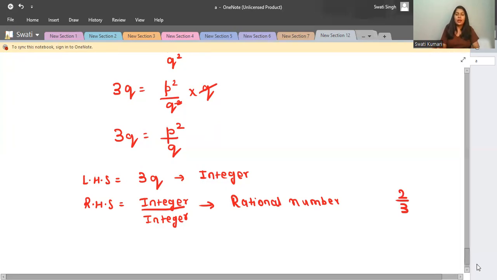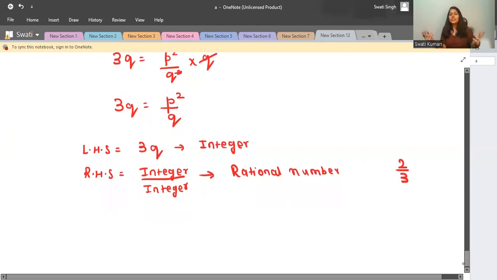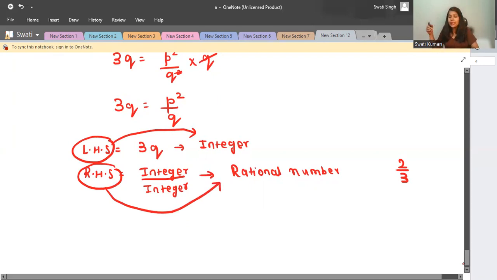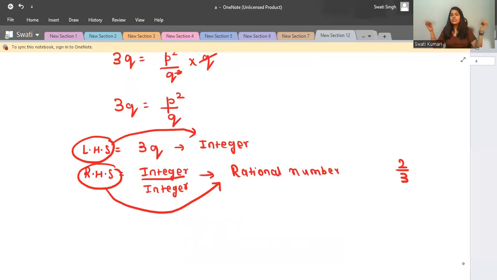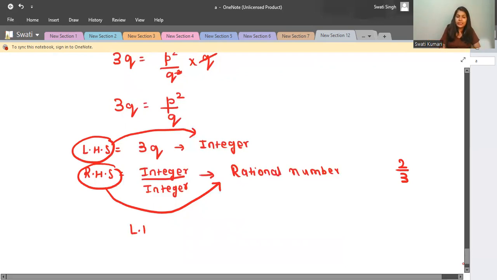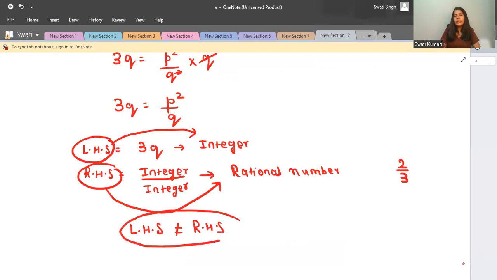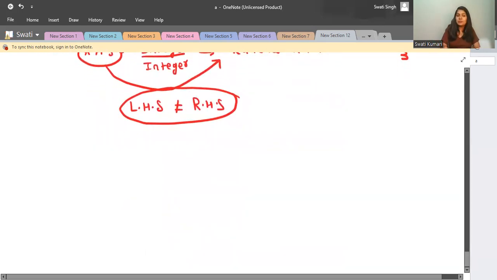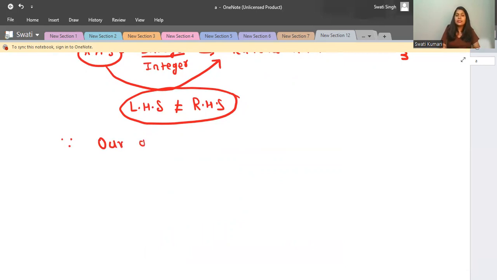Now you can see here, because all rational numbers cannot be integers, but here we are getting LHS as an integer and RHS as a rational number, and we cannot say every time that integers and rational numbers are equal. So are we not getting here that LHS, which is left hand side, is not equal to right hand side? And because we are not getting LHS equal to RHS, can we not say that our assumption is wrong?